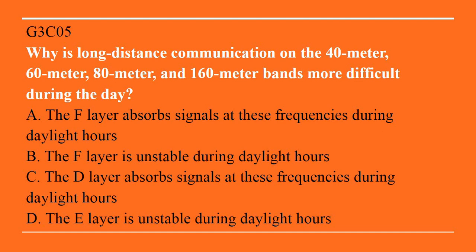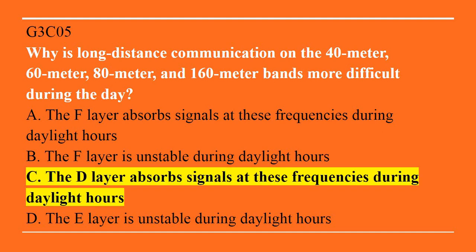G3C05, why is long-distance communications on the 40 meter, 60 meter, 80 meter, and 160 meter bands more difficult during the day? A. The F layer absorbs signals at these frequencies during daylight hours. B. The F layer is unstable during daylight hours. C. The D layer absorbs signals at these frequencies during daylight hours. And D. The E layer is unstable during daylight hours. Correct answer is C. The D layer absorbs signals at these frequencies during daylight hours.